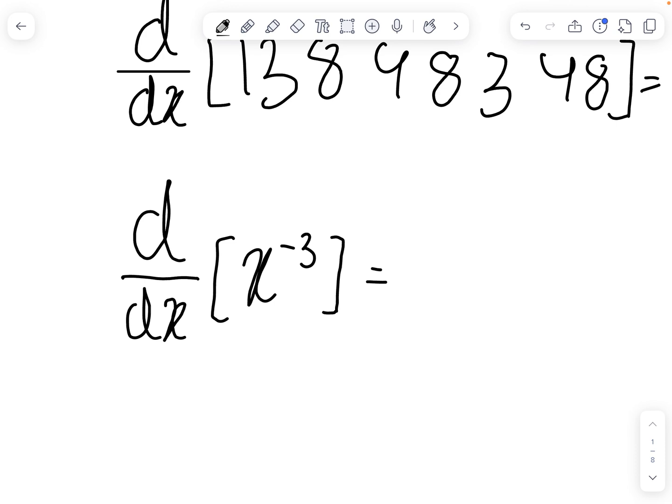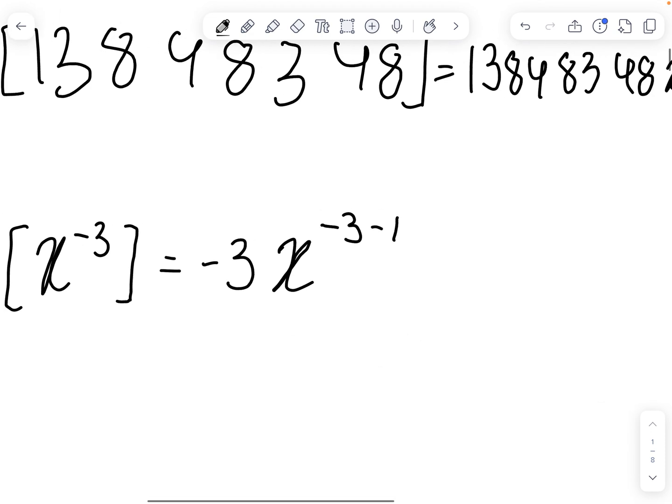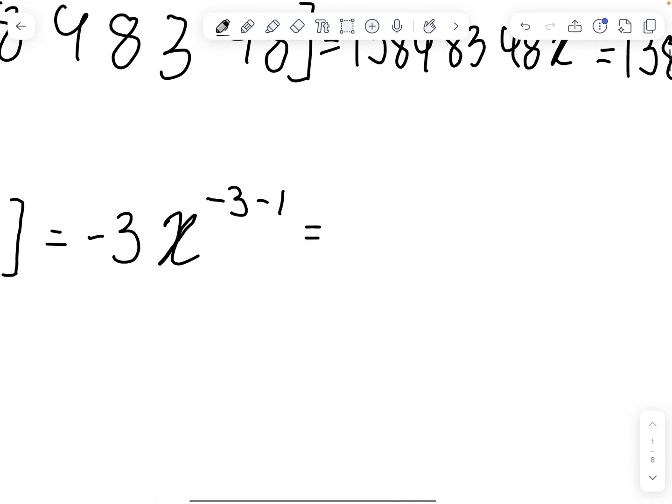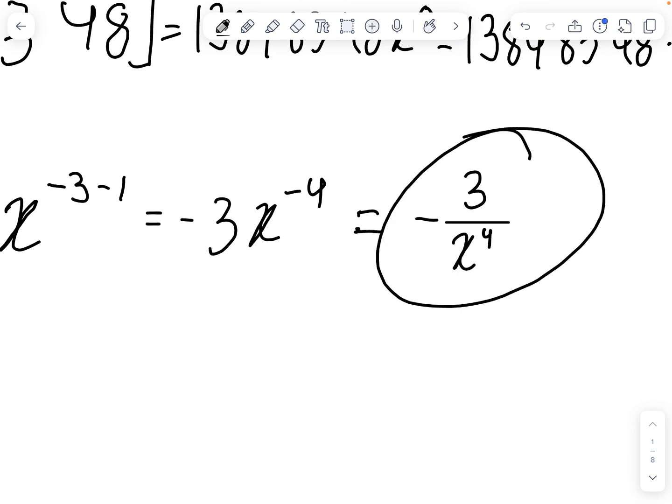Okay, hopefully you've spent some time. What happens is the -3 goes down here. So it'd be -3x to the power of -3 minus 1, so -3x to the power of -4. So the answer is -3x to the power of -4, and this is our answer.